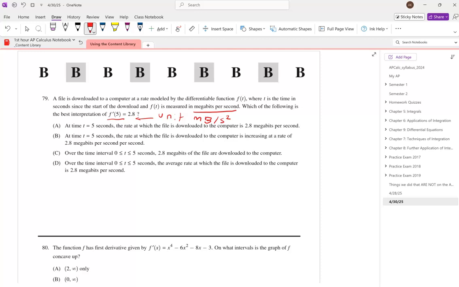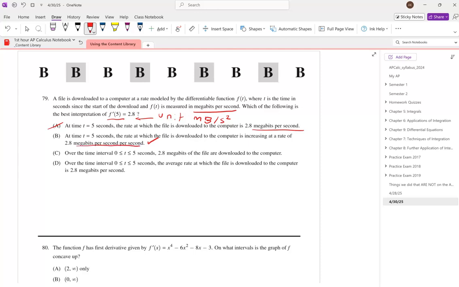Okay, so option A says, at time t equals 5 seconds, the rate at which the file is downloaded to the computer is 2.8 megabits per second. Wrong unit. Option B says, at time t equals 5 seconds, the rate at which the file is downloaded to the computer is increasing at a rate of 2.8 megabits per second. The unit at least matches there.